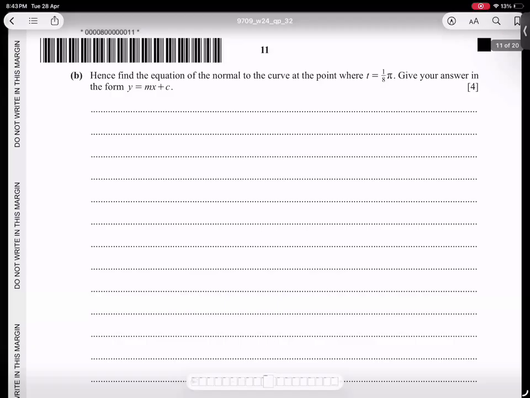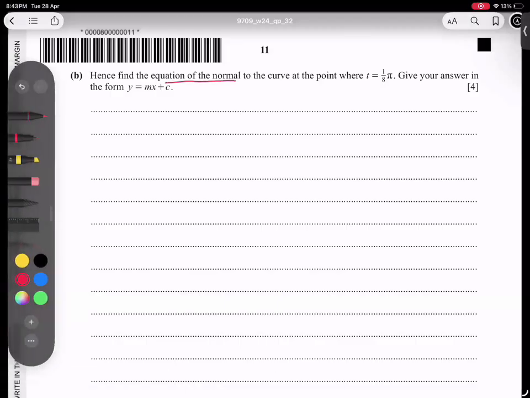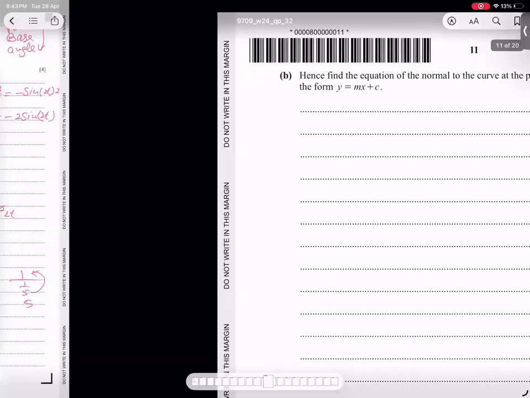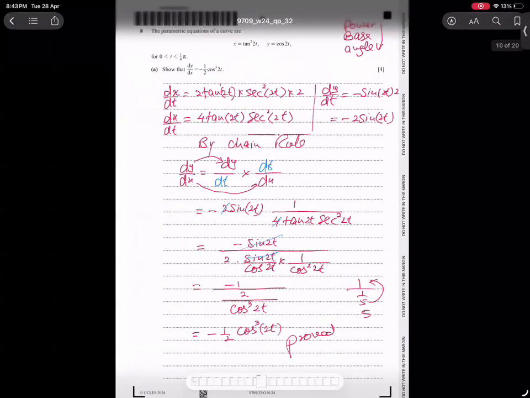So part B, students, we have to find the equation of the tangent normal to the curve when time is this. In the answer, we need this form. You know the formula, students, we need x1 and y1. We don't have them, but time is pi by 8. We go back and see there, time is pi by 8.